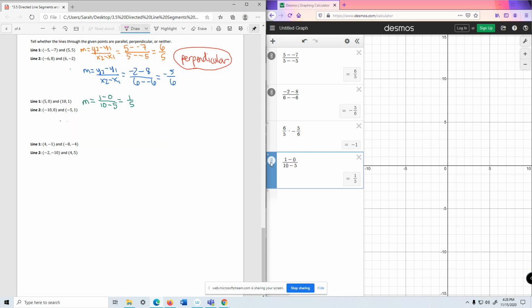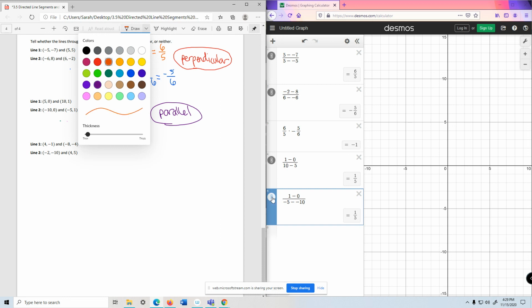Same thing for the second line. y2 is 1 minus y1 is 0 over x2 is negative 5 minus x1 is negative 10. Let's try that in Desmos. Division sign. 1 minus 0 over negative 5 minus negative 10 gives me 0.2, but let's switch that to a fraction. I also get 1 over 5. What do we notice about our two slopes? Our two slopes are the exact same number. When your slopes are the exact same number, they are parallel.